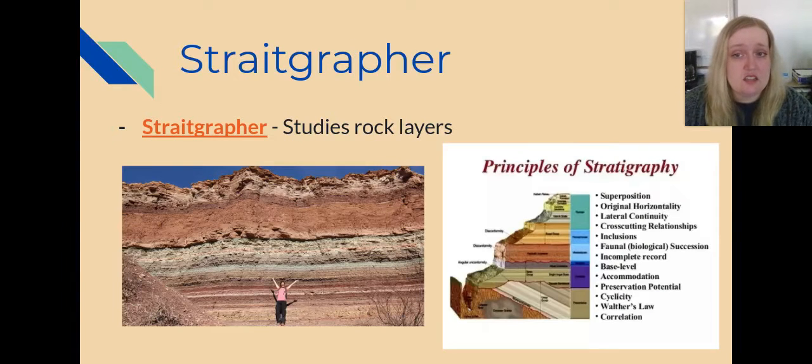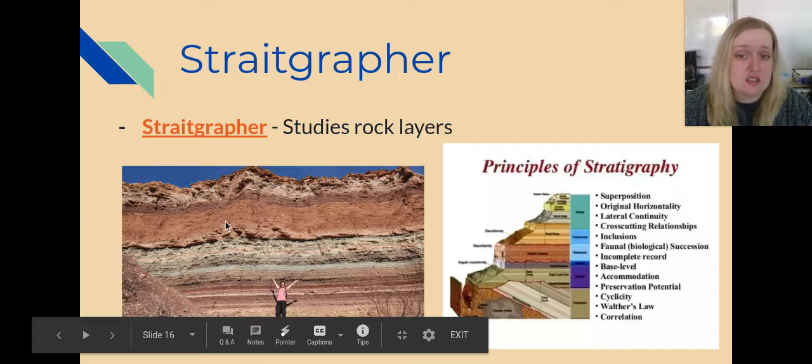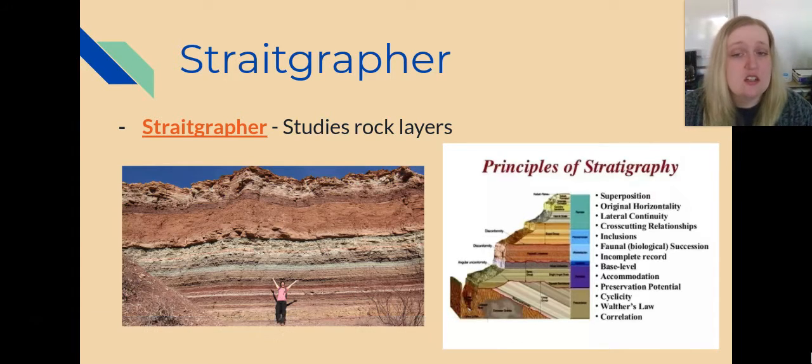Stratigrapher is next. A stratigrapher studies rocks and layers. The picture you'll see is this one right here. So there's an individual in front of a wall made of rock, and you can see that there's very obvious layers in that picture. So that is a person that studies rock layers.